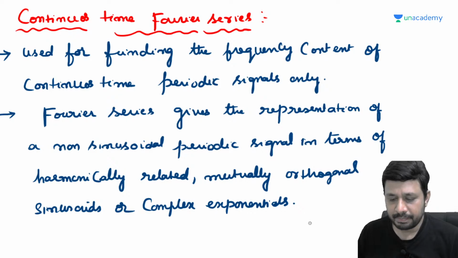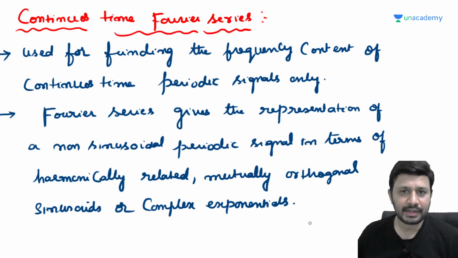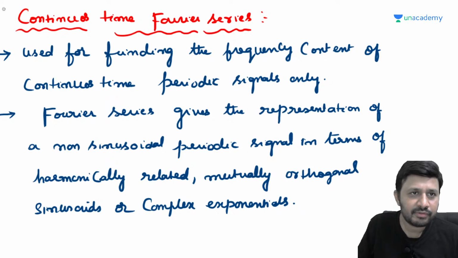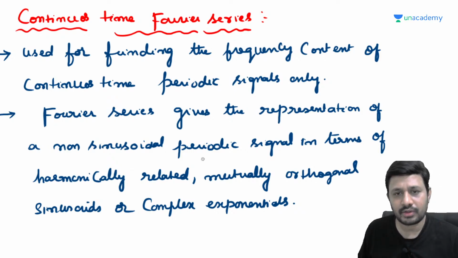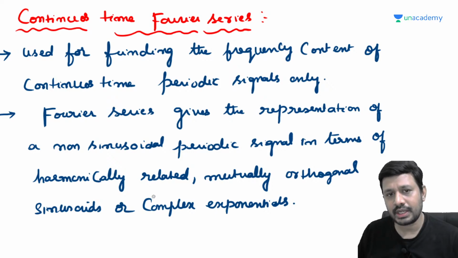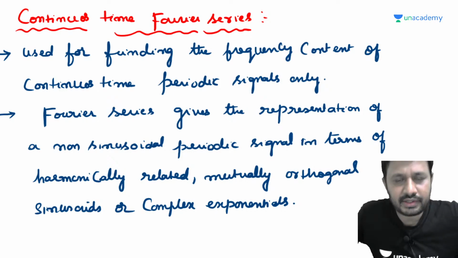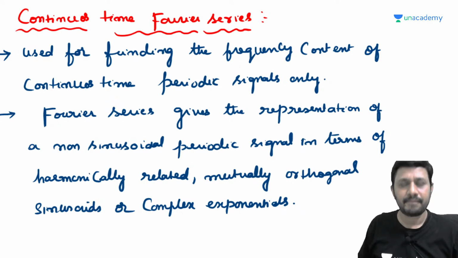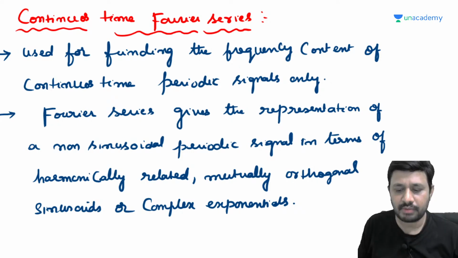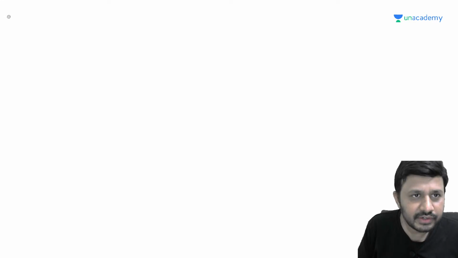See here, the purpose of Fourier series is that we are going to break a non-sinusoidal periodic signal into different sinusoids or complex exponentials, in terms of harmonically related, mutually orthogonal sinusoids or complex exponentials. How that is going to happen, I'll let you know. Here we have two types of Fourier series. The first one is the trigonometric Fourier series and the second is the exponential form of Fourier series.